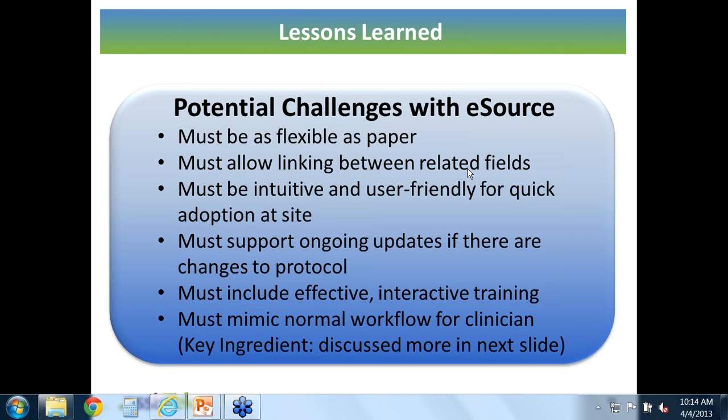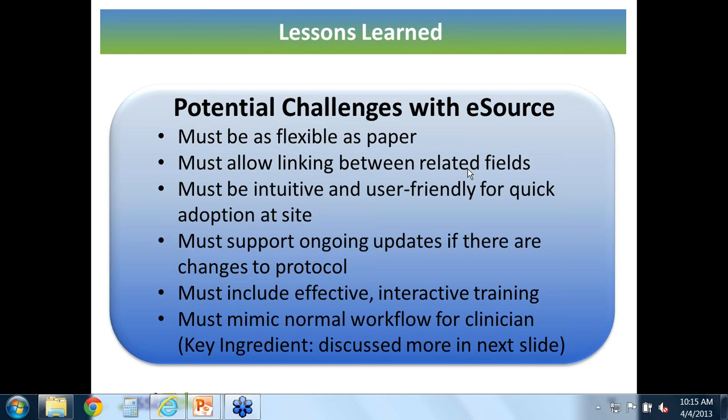Okay, some potential challenges with eSource. The eSource system must be as flexible as paper, and we talked about that earlier. The interface must give the user the opportunity to jump between different things. So if they're in the middle of treating a patient and they have an AE and they need to document it right away, they need to be able to jump from one screen to the next without losing information. It must allow linking between related fields. It should be intuitive and very user-friendly for quick adoption at the site. It should support ongoing updates.